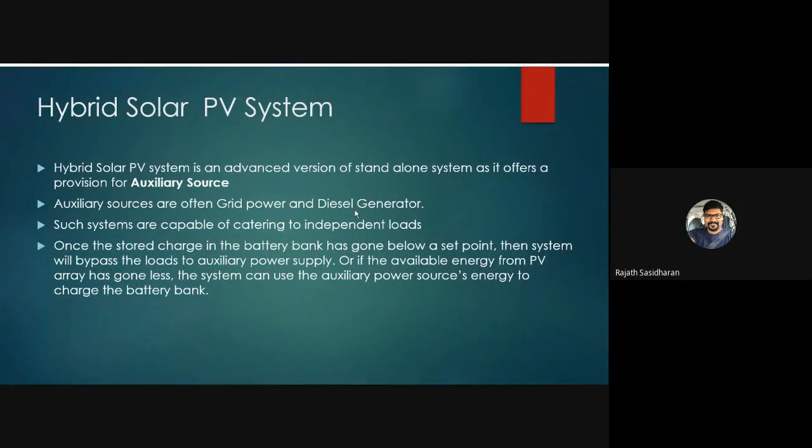So instead of going to darkness, these kind of inverters will have an auxiliary power source. It has a provision to connect an auxiliary power. It can be from a diesel generator. It can be from a grid power. In some cases, it can be from even wind turbines. So it's very flexible.